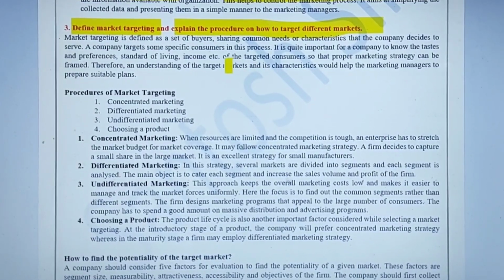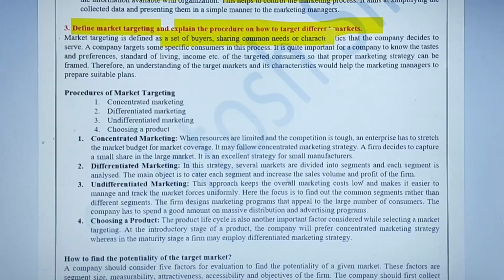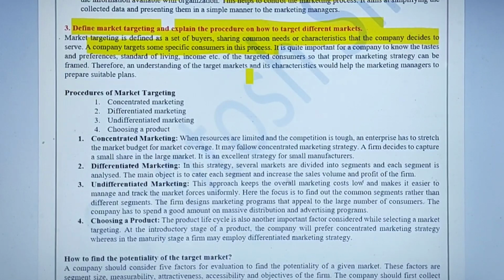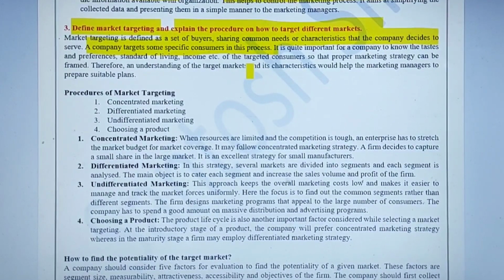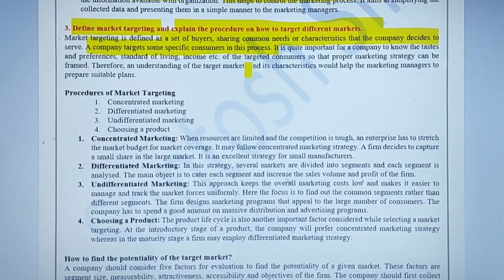Basically, market targeting can be defined as a set of buyers sharing common needs or characteristics that the company decides to serve. A company targets some specific market or consumers to sell its products and services, which in other terms is known as market targeting. That means the company is fixing some specific target by way of market or consumers.